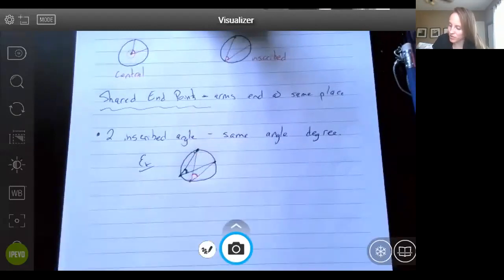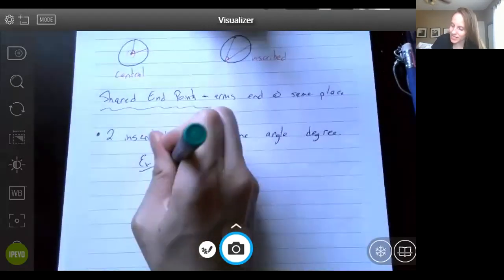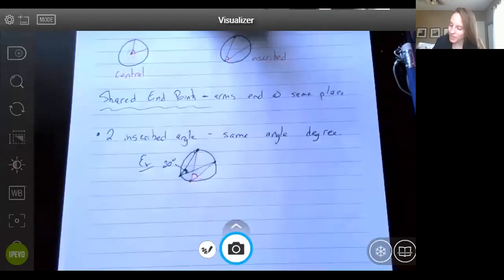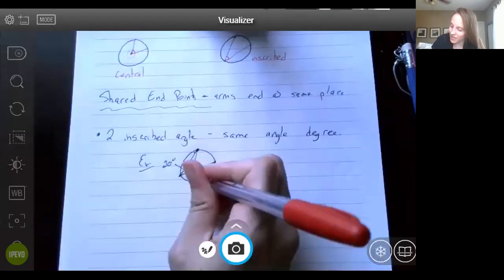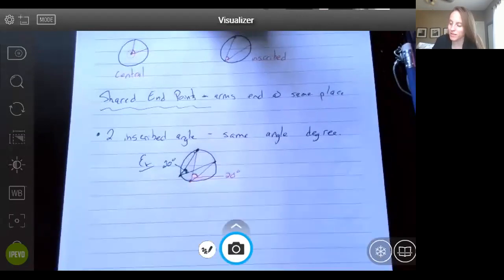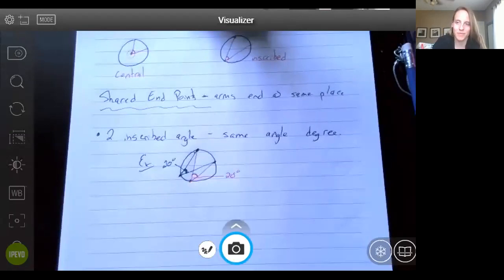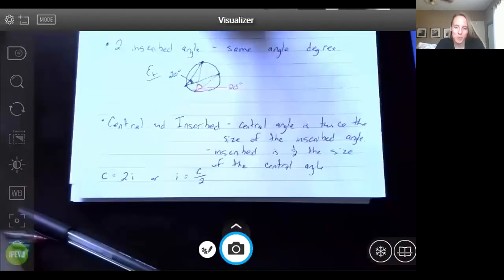So if I told you that this angle here is 20 degrees, you would be able to tell me that this angle is also 20 degrees because we have two inscribed angles with the same endpoints. They must be the same magnitude. You can also compare a central and an inscribed angle as long as they have the same endpoints.